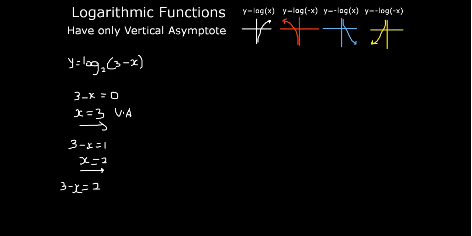Then we say a equals 2. Our x will be equal to 1. So let's go to the table now. This is our x as usual. This is our y. And then what are the points? Our points are 1 and 2.